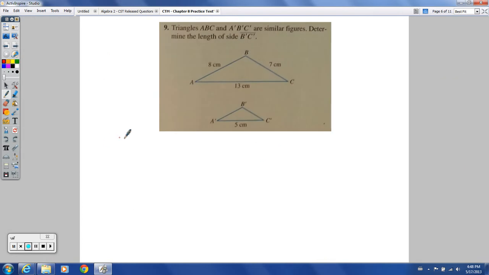All right, number 9. Triangles ABC and A prime, B prime, C prime are similar figures. Determine the length of side B prime, C prime. So this is what we're looking for. We're trying to figure out the length of that particular segment.